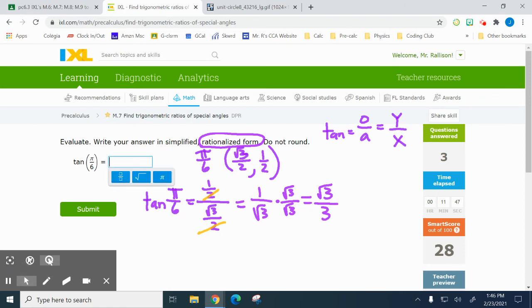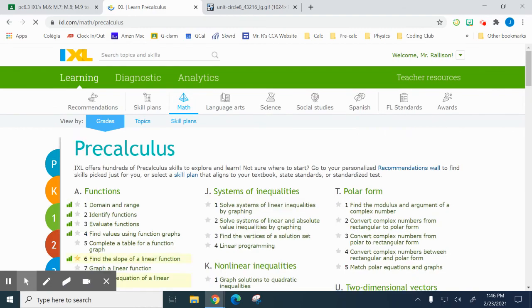And let me see, how am I doing on time? Oh, holy cats, I'm going to run out of time. Darn it. Anyway, that's the answer. That's M7. Let's get to M8.